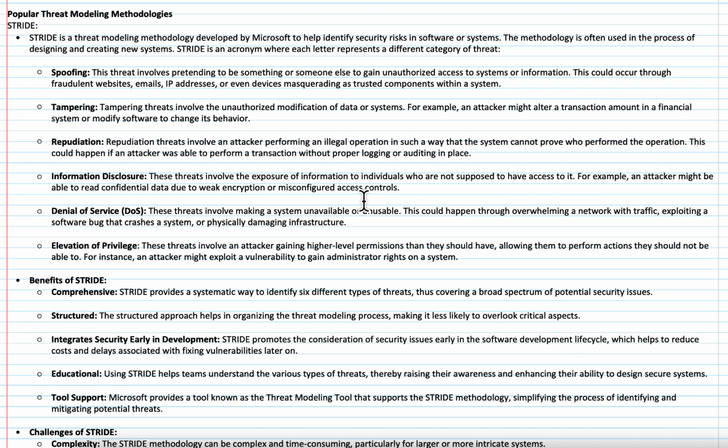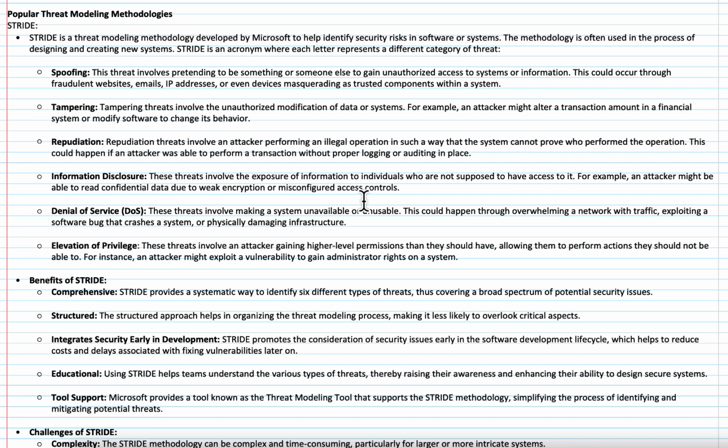spoofing. Okay, so that's the S in STRIDE. Now this involves where someone, or something, pretends to be someone or something, to gain unauthorized access to systems and/or information. This could happen through websites, emails, IP addresses, people masquerading as someone else. It could be many different ways, but it's called the spoofing piece, and that's the S for our STRIDE.